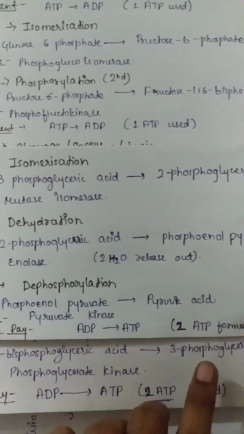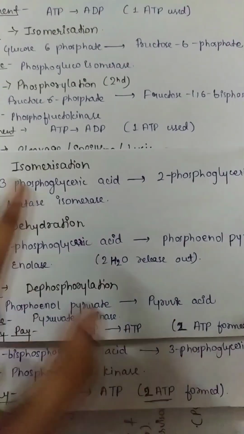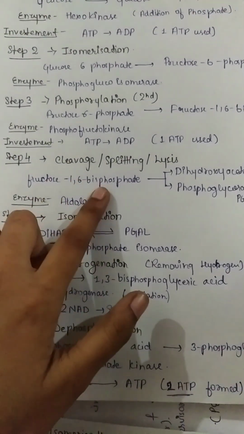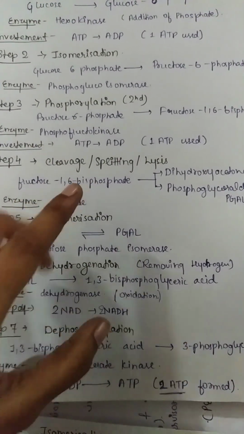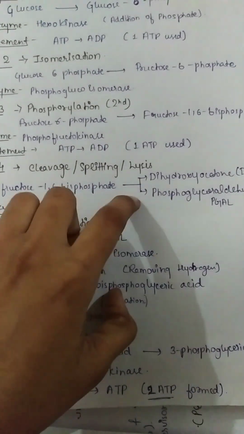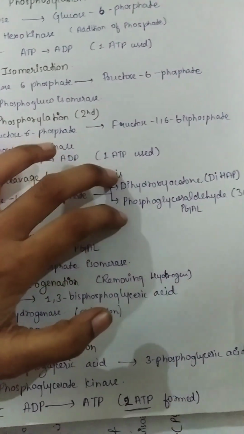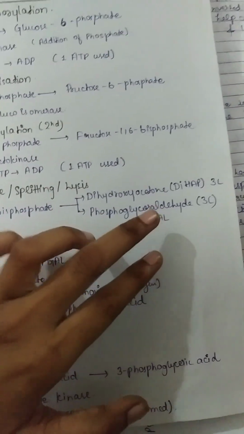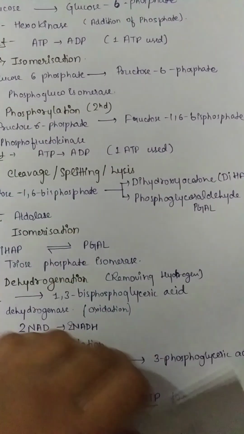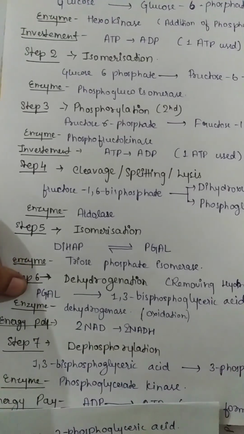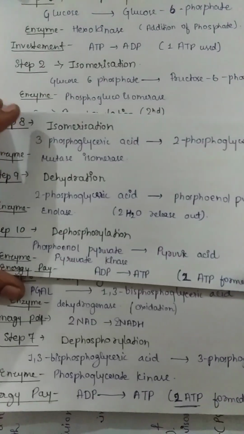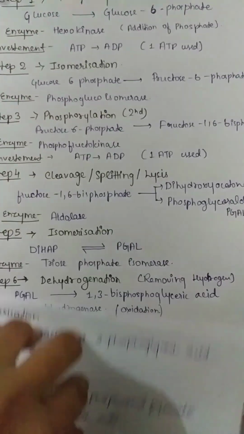Why do we write that 2 ATP are formed? Because in step 4, splitting occurs and fructose 1,6 bisphosphate divides into 2 products of 3 carbon. This is the reason 2 ATP are formed. All the reactions from the 6th to the 10th step occur twice because of the splitting.